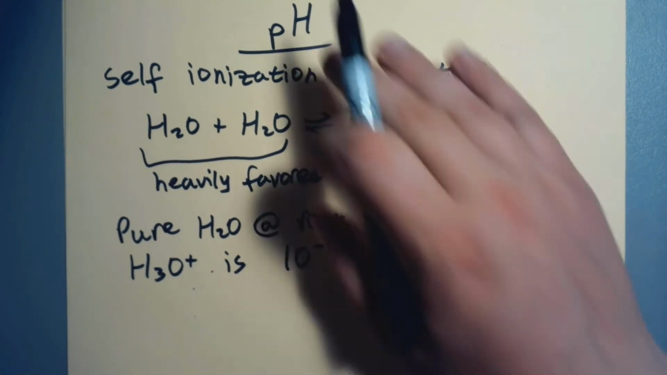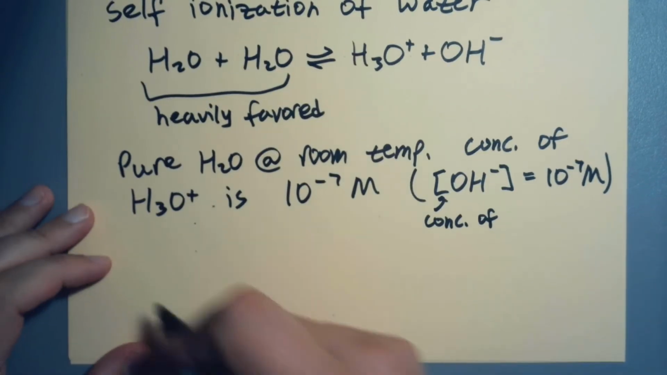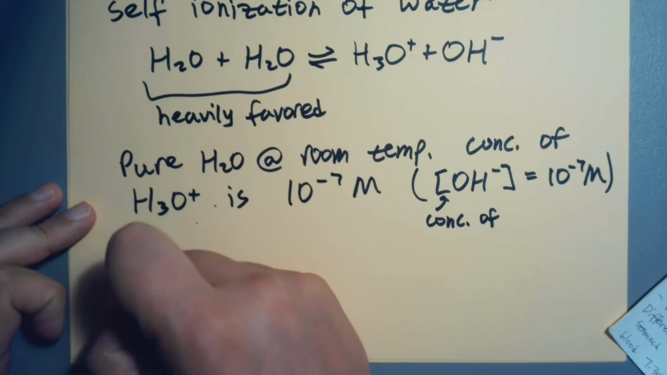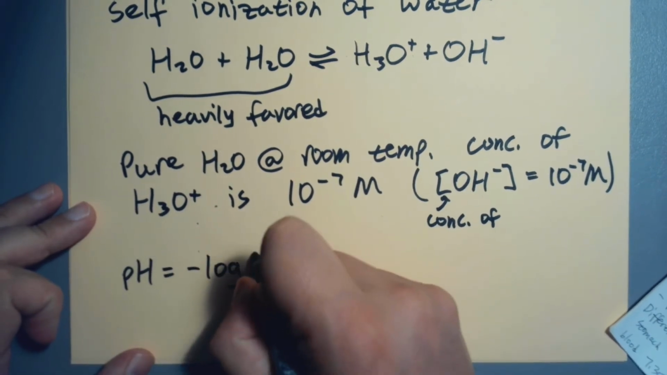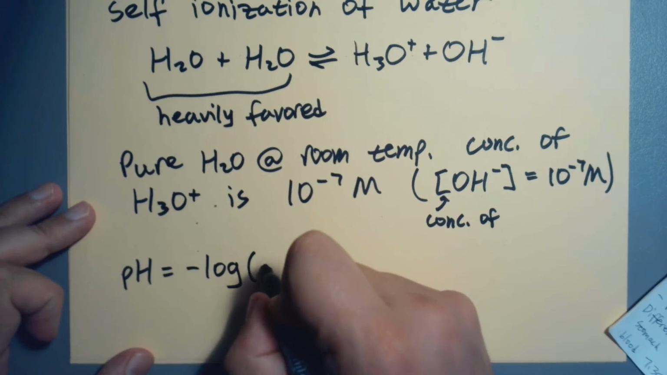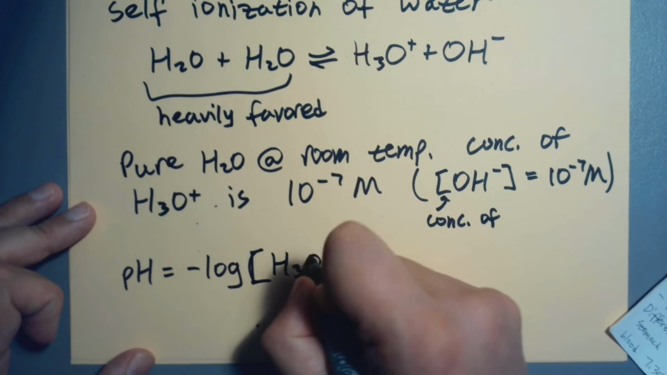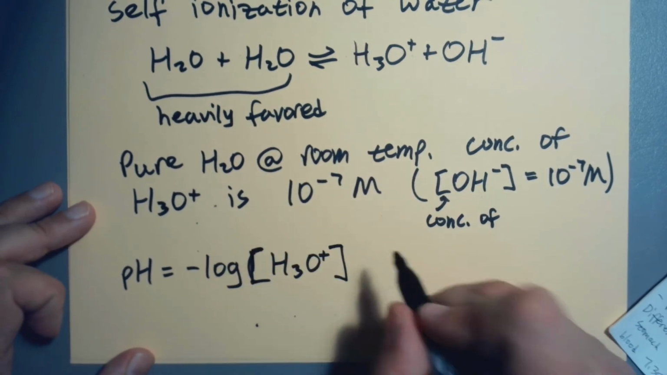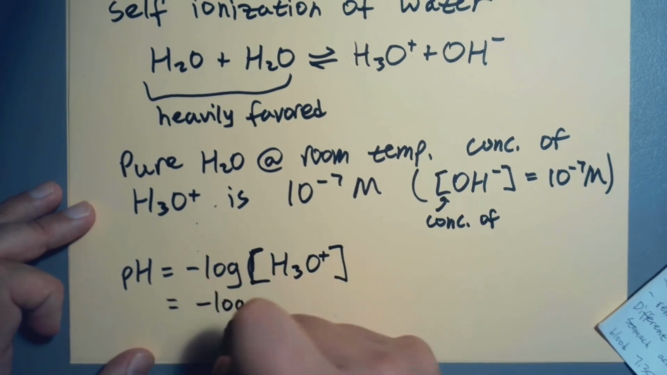Alright, so this is where neutral pH comes from. The definition of pH, here's the formula: negative log base 10 of, whoops, square brackets. Or you can say, I mean, this is the same as saying this. So this is where it comes from.